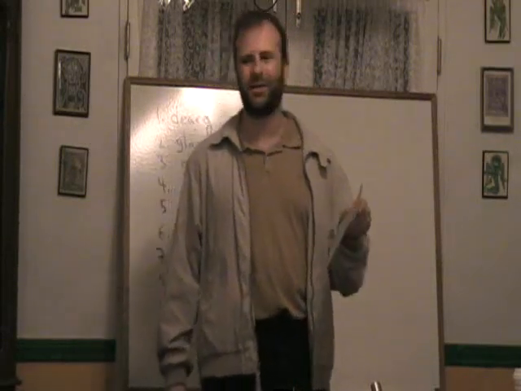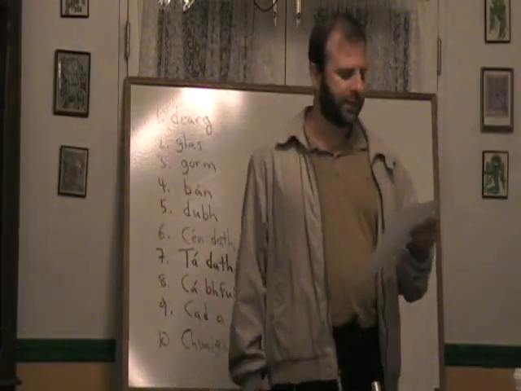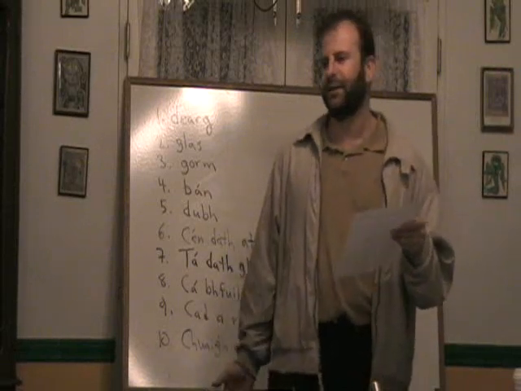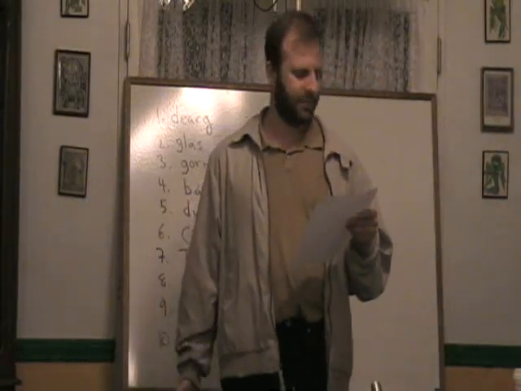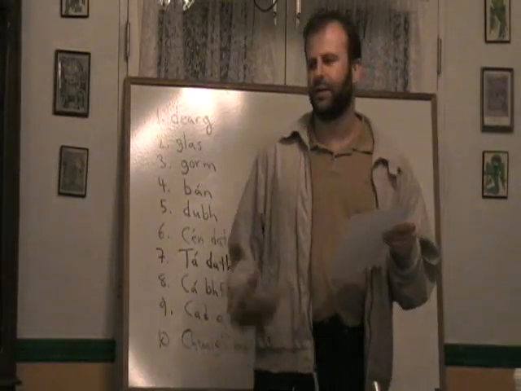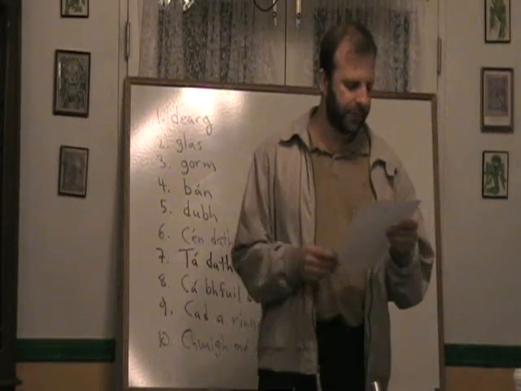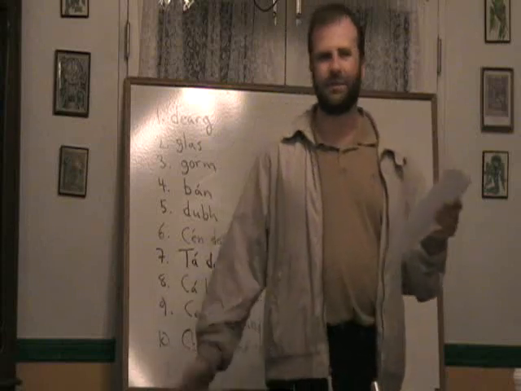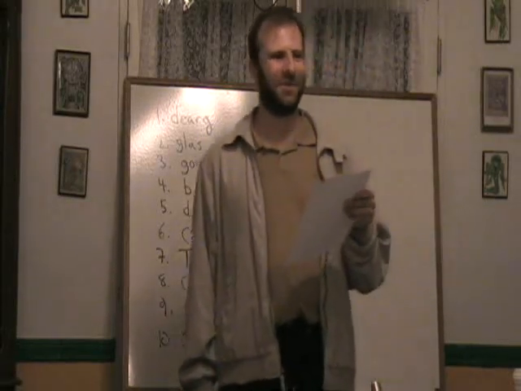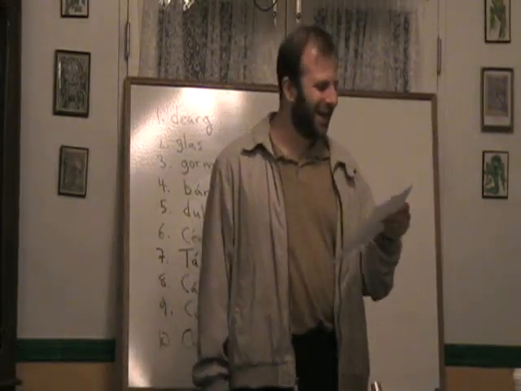Okay, and we're going to start off with one of the irregular ones, which is the word ta. And we'll see how to use this. So if you want to say, it is hot, ta sé te. Ta means is, sé is it, te is hot. So that's one we've probably all seen. I guess now it should be ta sé fuar, but okay.